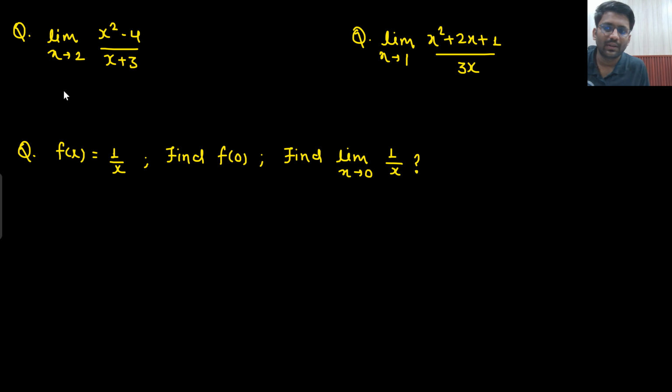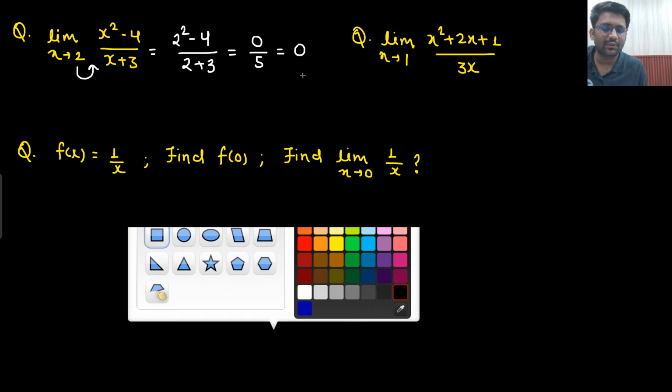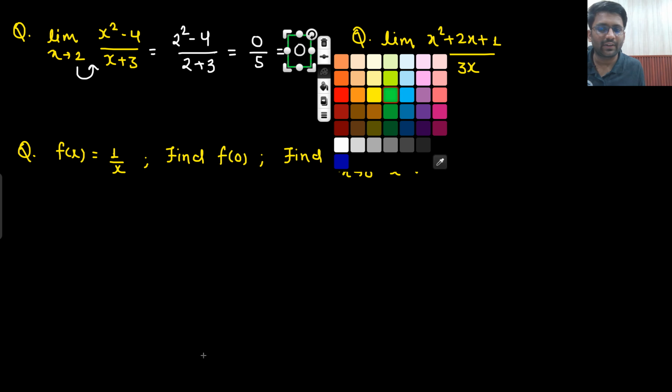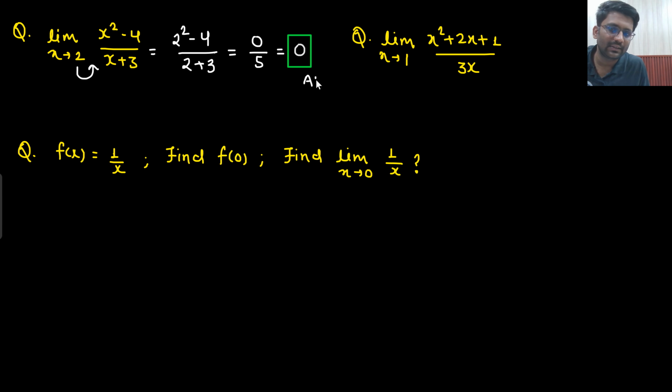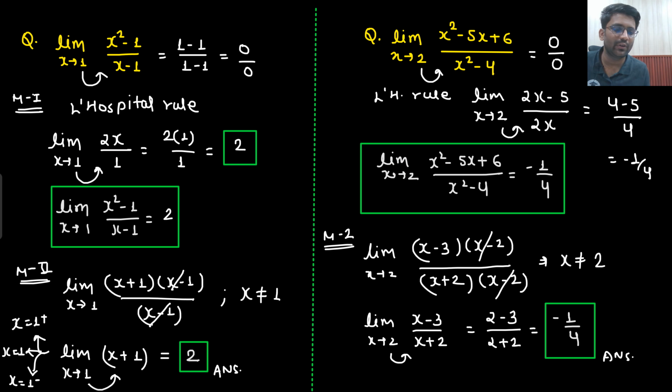Solve this question. Put the value directly here. What are you getting? 2 square divided by 4, 2 plus 3, 5, 0 divided by 5. 0, that's it. This is the answer. 0 is a finite number, no? So already you are getting a finite number. Yes sir, that's the answer. That's it. You are not getting any indeterminate form. 0 by 0 you are not getting, right?